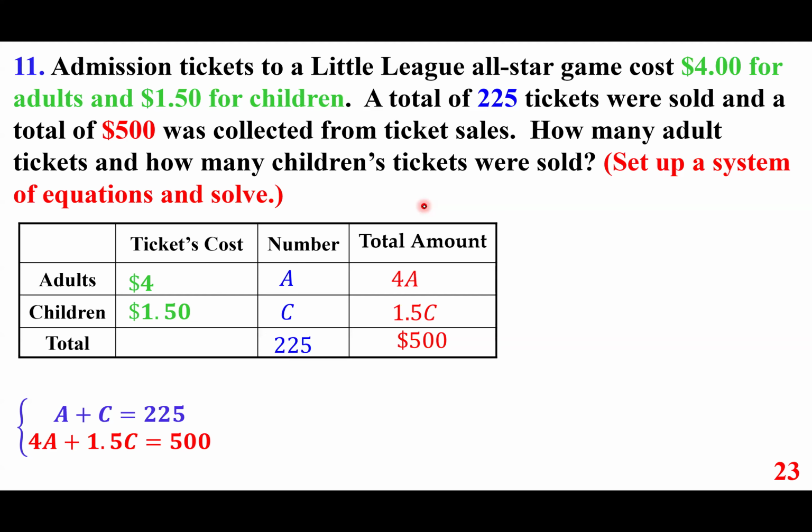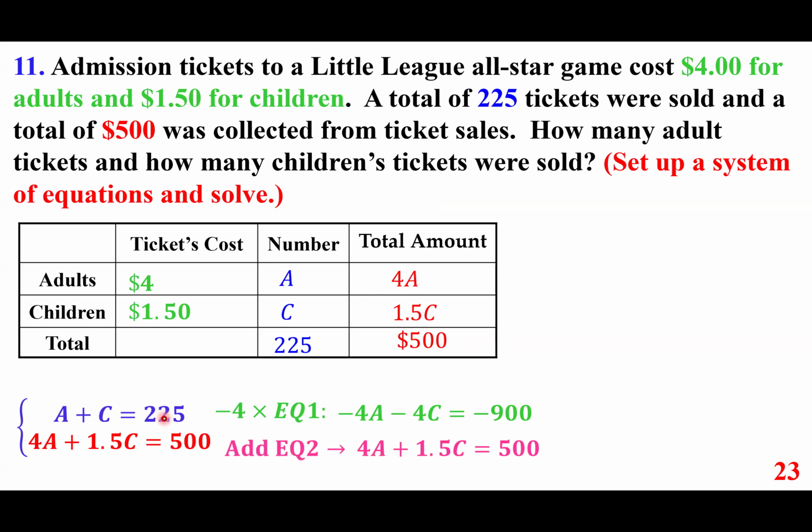You can do whatever you want. You can do it by addition, by substitution. Either way is fine. So, for example, if I want to get rid of the A, I can multiply this one by negative 4. And this gives me minus 4A, minus 4C, minus 900. So I'm going to keep the second equation intact, and these two cancel each other. This is negative 2.5C, negative 400.